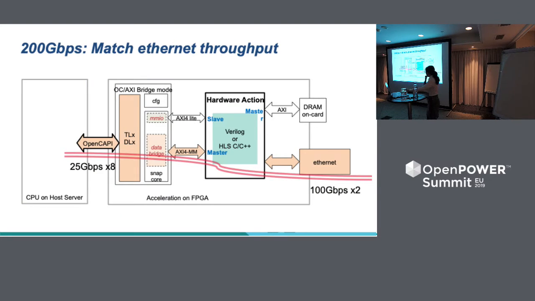So the last example I want to show here is about Ethernet. The reason is very simple, because the bandwidth just matches. We have two ports of 100 gigabit Ethernet, and we also have 25 GT/s by 8, so 200 and 200. So they just match, and you will not meet a bottleneck.